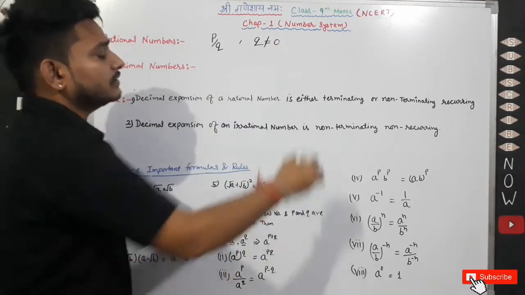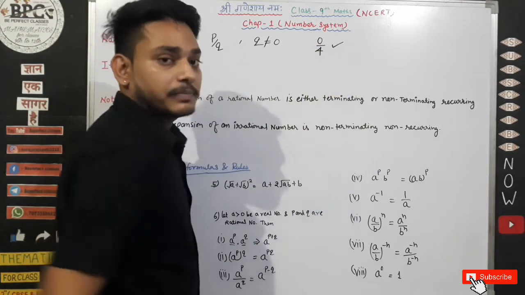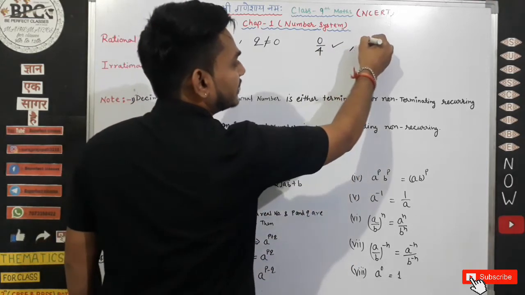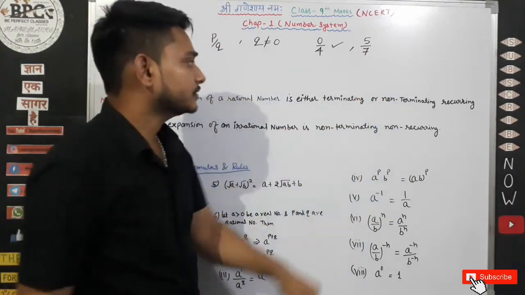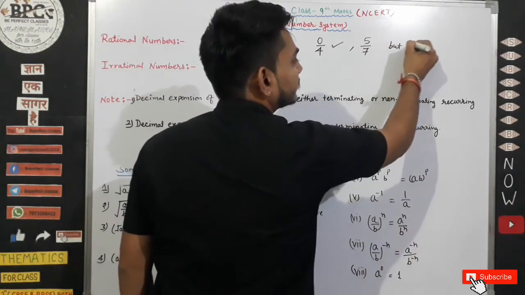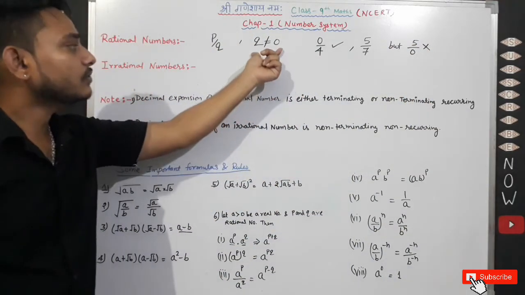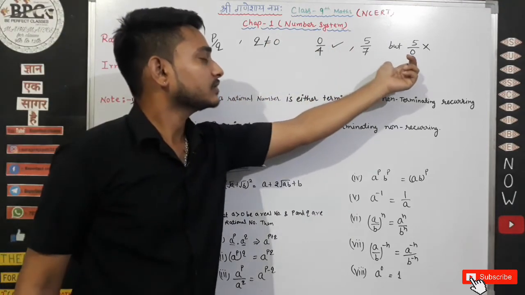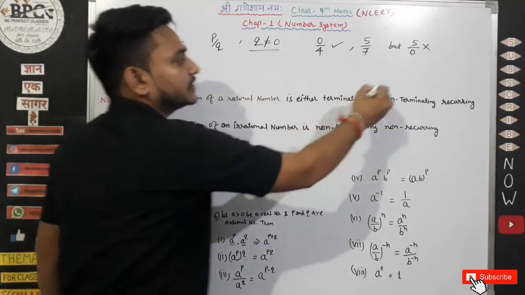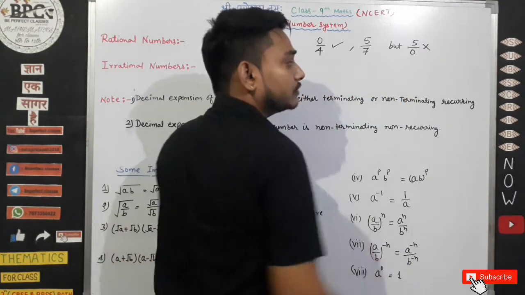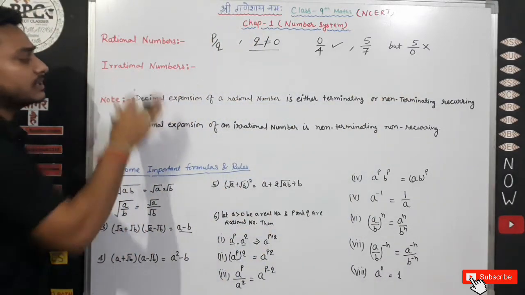Means if we write 0 upon 4, it is a rational number. If we write 5 upon 7, it is also a rational number. But if we write 5 upon 0, it is not a rational number because the value of q is not equal to 0. This is our condition, but here the value of q is equal to 0, so it is not a rational number. Now, what are irrational numbers?